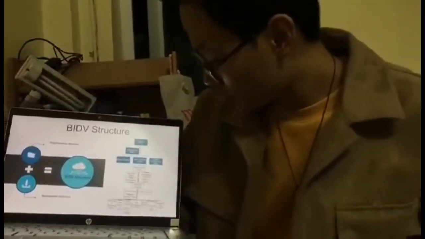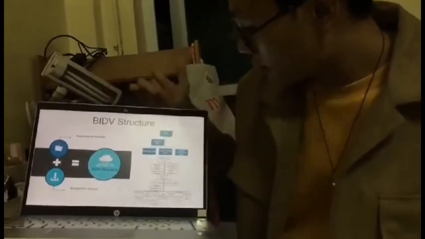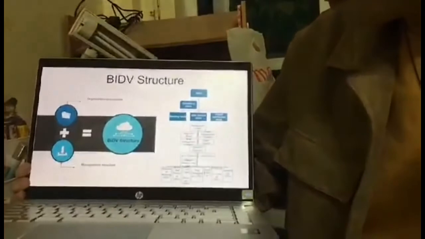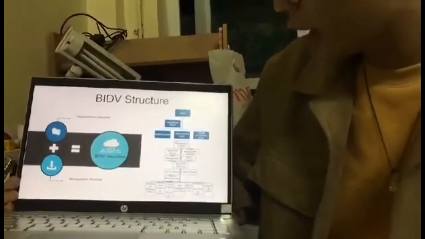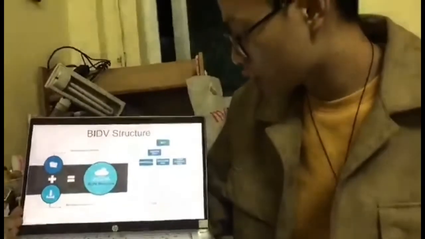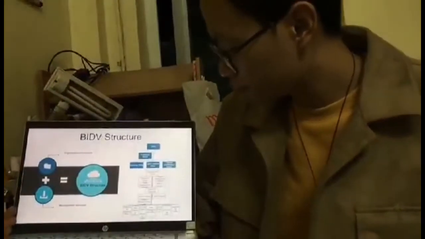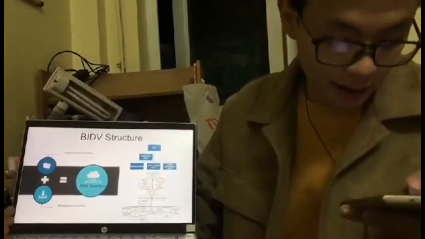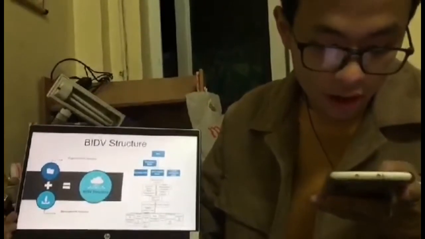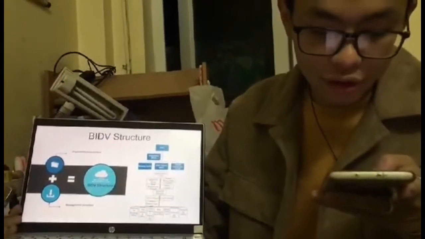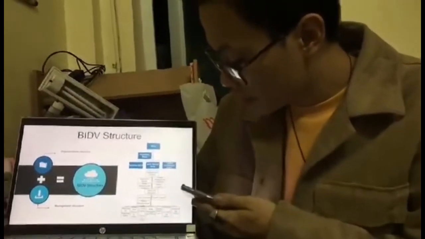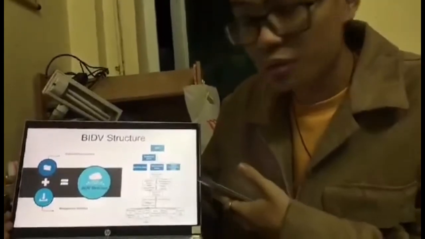And now next is the BIDV structure. We have two models. First, BIDV has a subsidiary block and a banking block. In the subsidiary, we have 3 blocks: the banking block, the joint venture block, and the capital contribution block. The second is BIDV's organizational structure, which is quite high, and it is illustrated with this model.